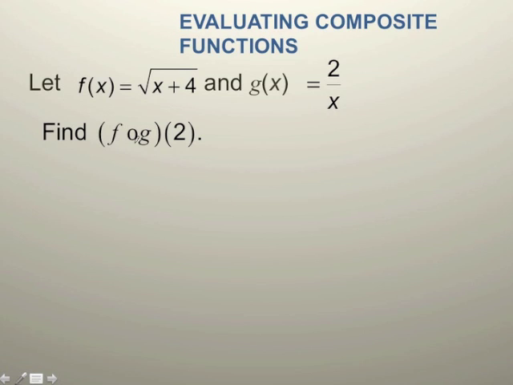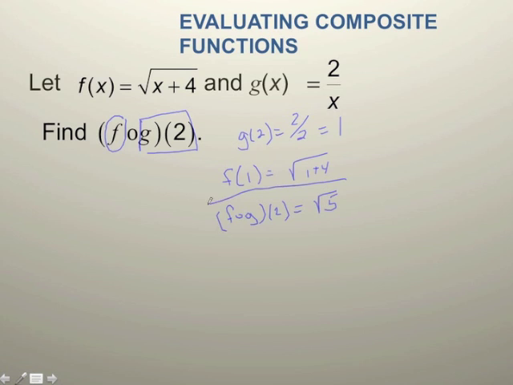So here we want to find the composition, and what we're thinking of is our big function is f. So I'm going to put this answer into f. Well, if I find g of 2, g of 2 will be 2 over 2, or 1, and then I want to find f of 1, which will be the square root of 1 plus 4. So my f of g of 2 equals the square root of 5.